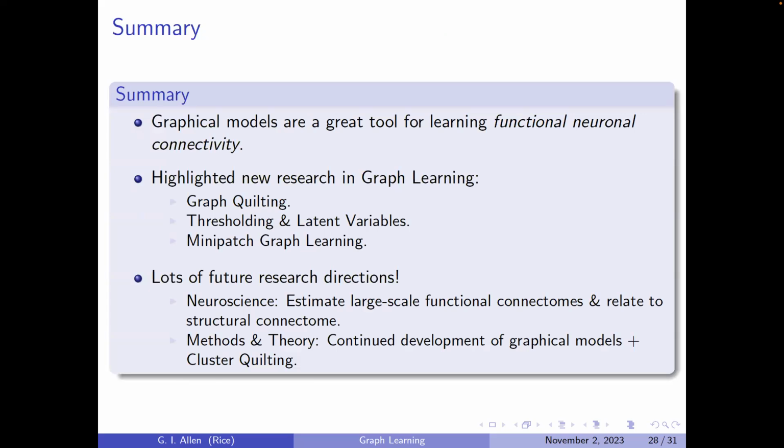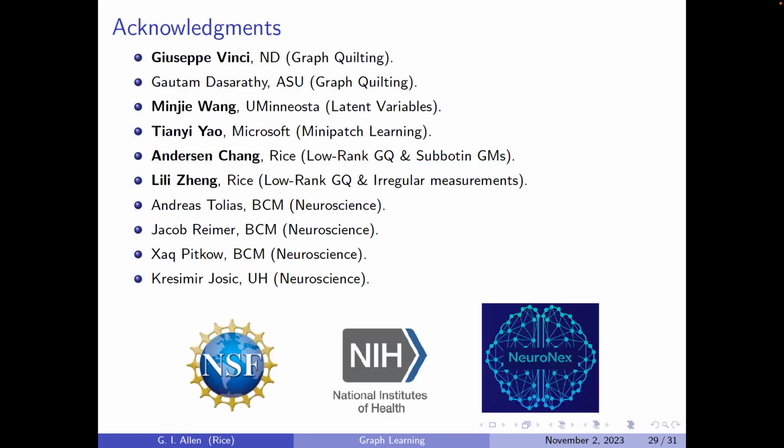So just to summarize, we use graphical models to learn functional neuronal connectivity, and we highlighted work to deal with non-simultaneous recordings, latent variables, and the sheer data size using mini-patch learning. But there are tons of future directions. There are a lot of really great statistical problems coming out of neuroscience right now, and so I think there are a lot of fun problems to work on there. And there's a ton of other extensions and methods that could be developed related to our work on each of these areas. And I'm happy to go into details or answer questions on those if you'd like.